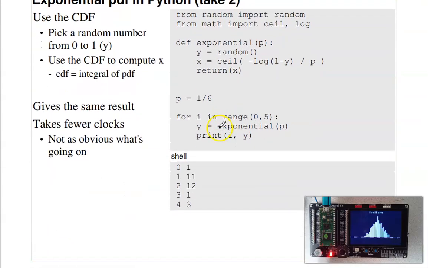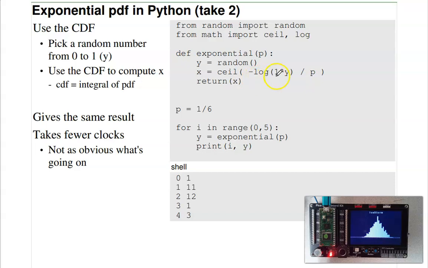A more efficient way is to use the CDF. The CDF kind of looks like this. If I know the probability, 0 to 1, I can calculate this number. And the calculation would be rounding up of minus the log of 1 minus y, that's the probability, divided by p. The nice thing about this is I don't have to iterate, I just calculate it. The problem is it's not as obvious what you're doing, but both answers are equivalent.